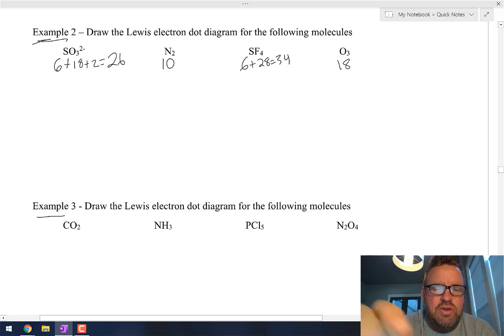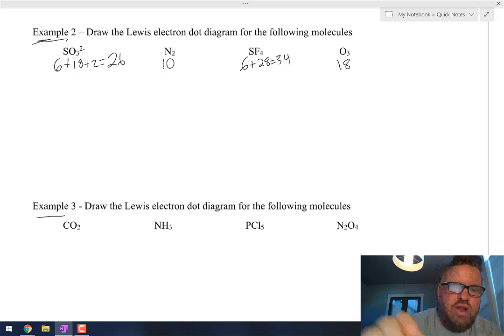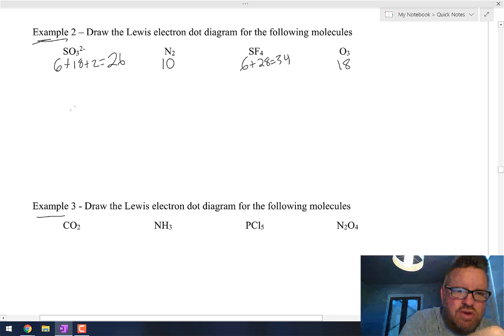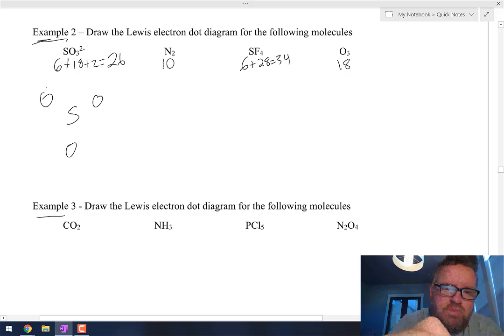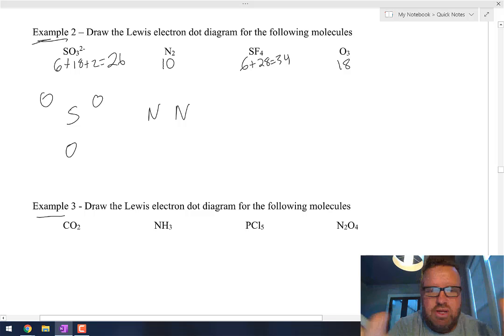Okay, step number 2 is put 1 in the center, put everything else around it. So I'm going to put the sulfur in the middle, put the 3 oxygens around it. With N2, it doesn't matter which one's in the, quote, middle. So I'm just going to put them just next to each other. Which one's in the middle and which one's not, it doesn't matter.